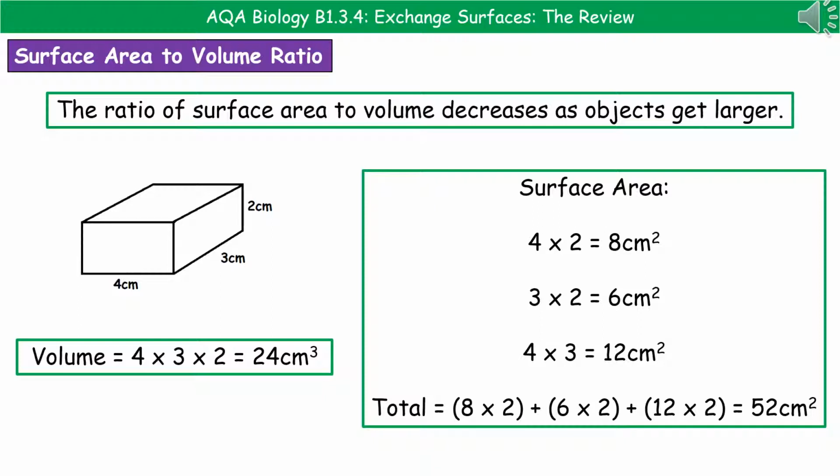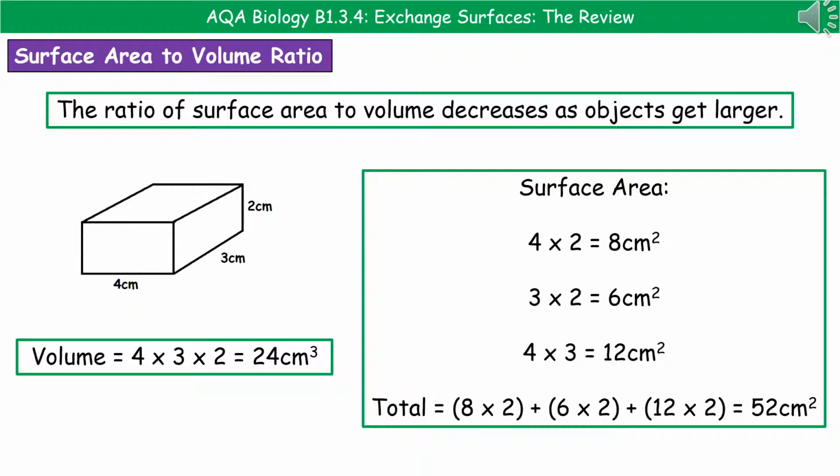So if we start off with our little shape here, we've got a 4x3x2 shape. So to calculate the volume, what we need to do is length times width times height. So we do 4 times 3 times 2, which gives us a volume of 24 centimeters cubed.